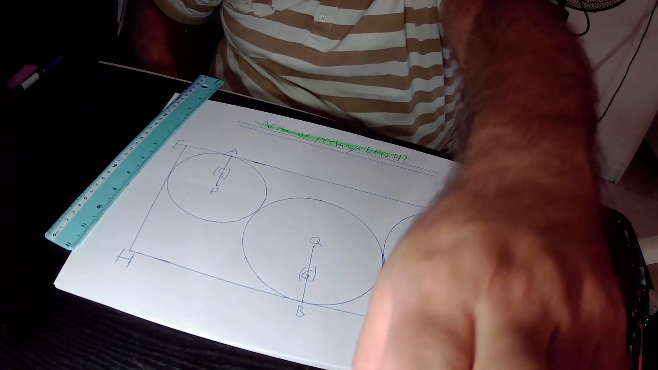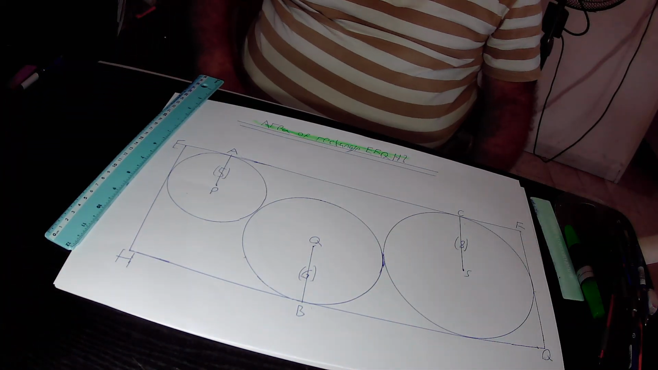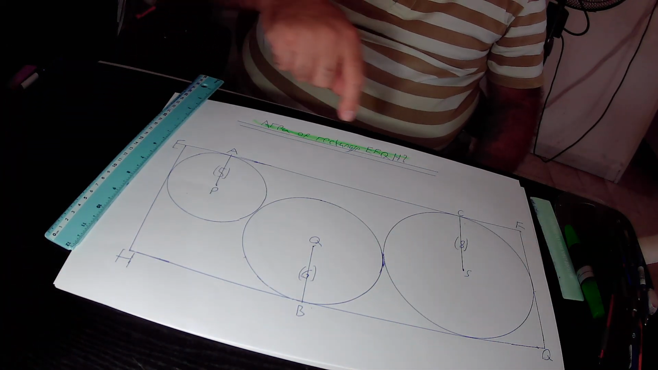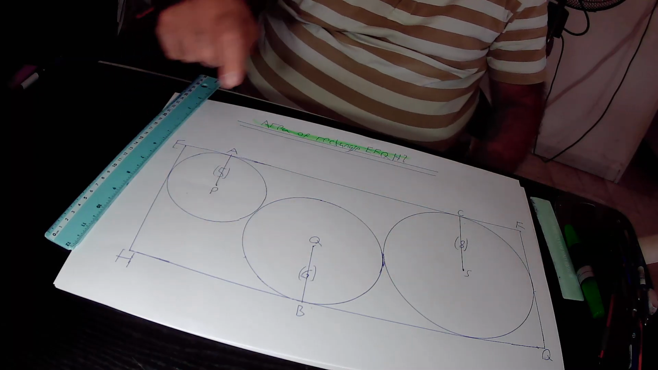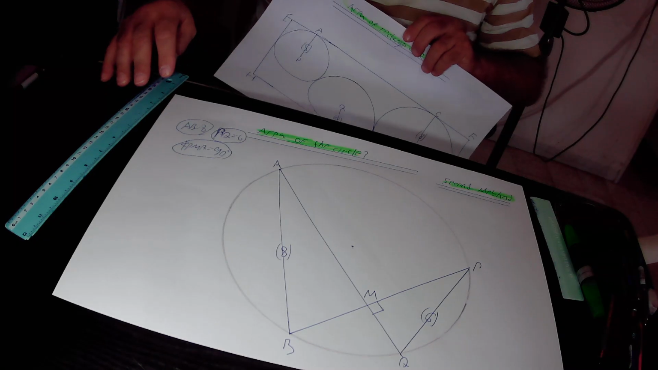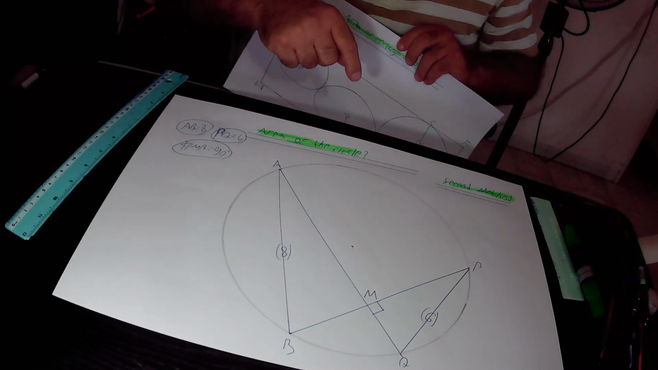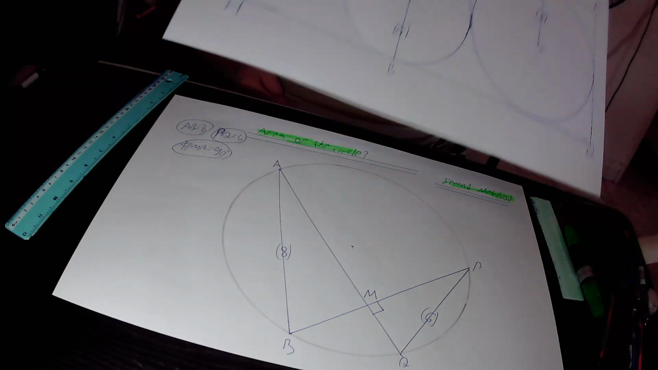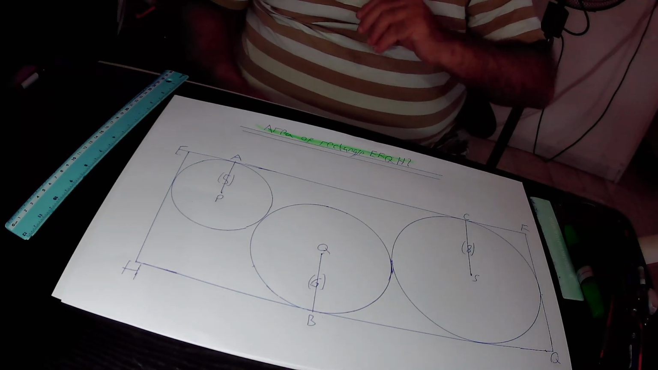Hello, in this lecture I'll answer two questions. In the first question, we find out the area of this big rectangle EFQH, and in the second question, we find out the area of this circle using two different methods. So we start with the first question.